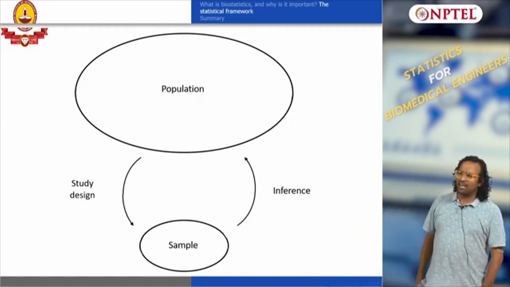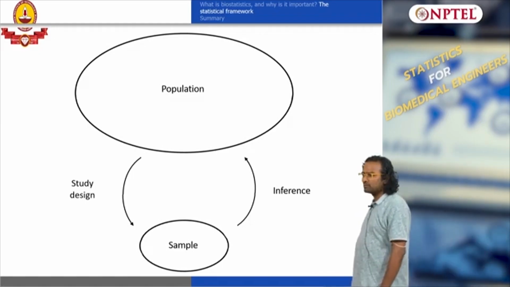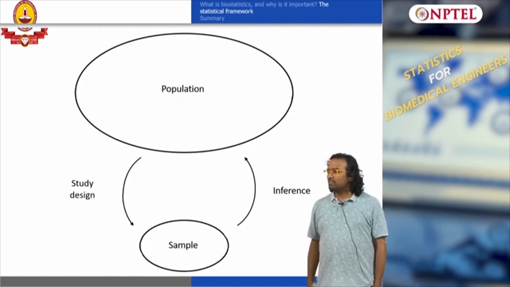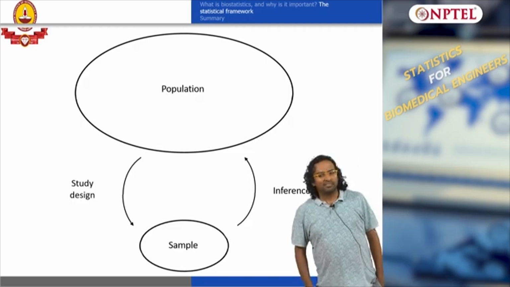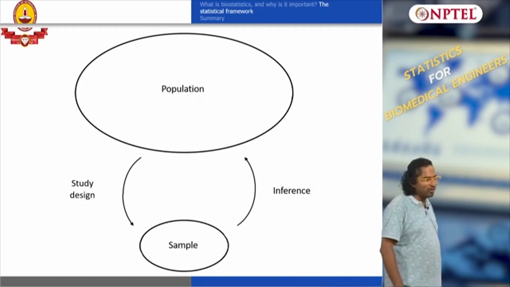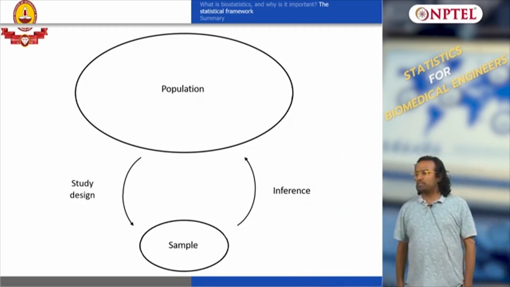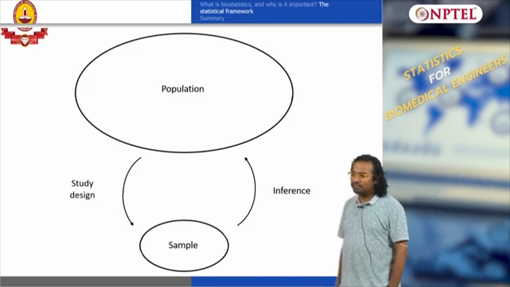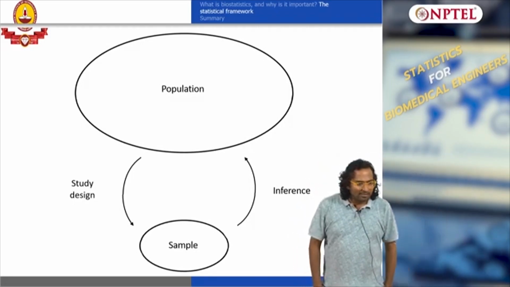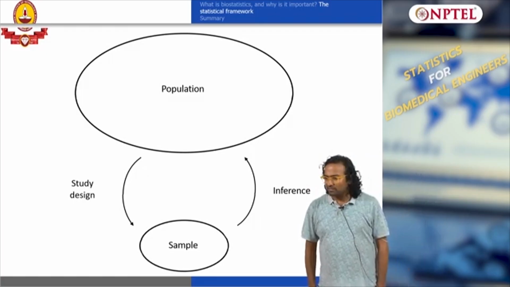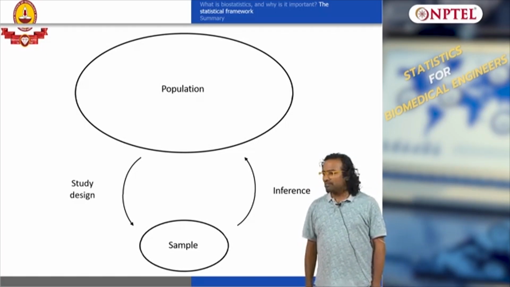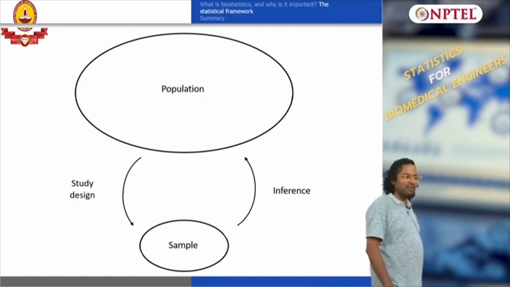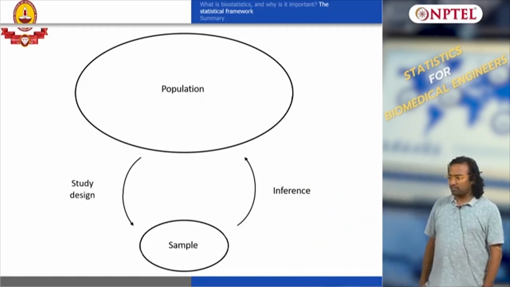We discussed this in the last class. What is population? Give me an example of a population. Let us say we do a clinical trial. What is the population here? Humans, 7 billion, somewhere around that number is my population that is of interest to us.